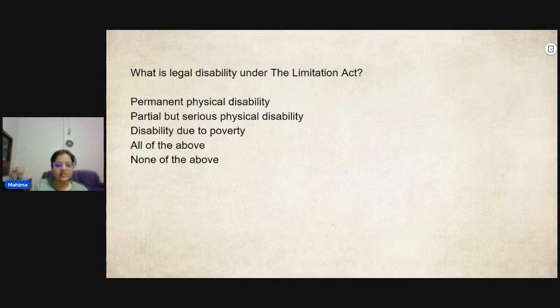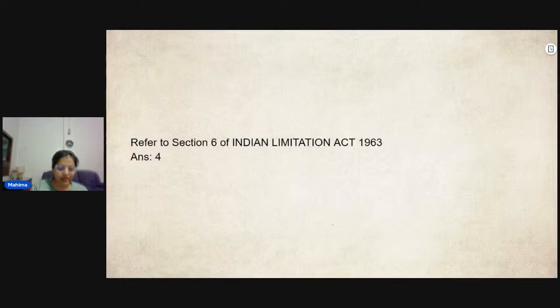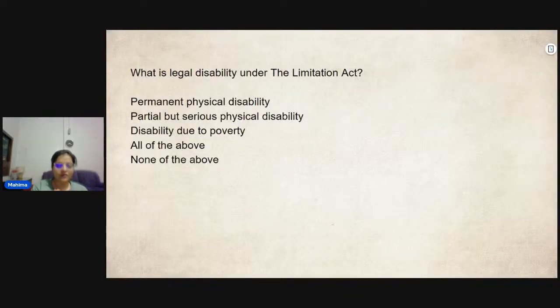What is legal disability under the Limitation Act? Permanent physical disability, partial but serious physical disability, disability due to poverty, all of the above, none of the above. Lakshita is saying option number one. Nikunj is saying none of the above. Shubham is saying none of the above, but the correct answer is option number four, all of the above. All the disabilities are included under Section 6 of the Limitation Act.